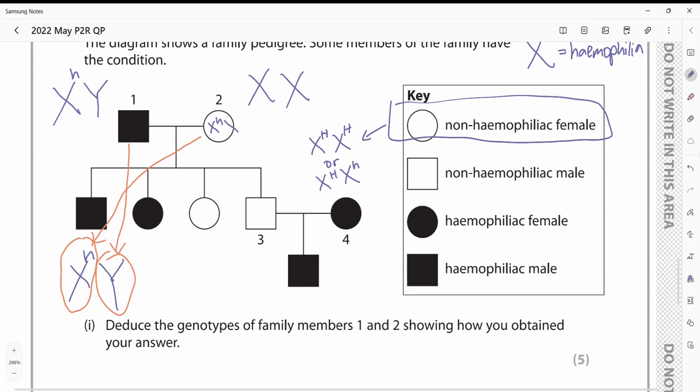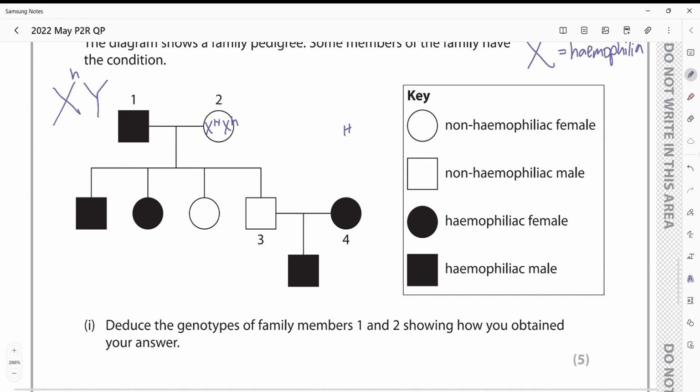Therefore, family member number 2 is a carrier. She would have both the dominant allele and the recessive allele, so she's heterozygous.